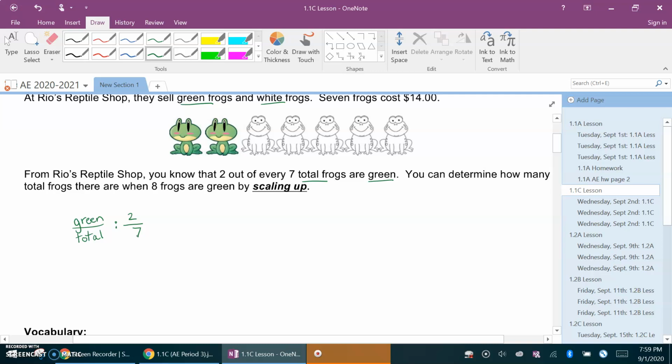So just by looking at that and scaling, we can figure out how many total frogs there are when 8 are green. So what we are looking for is what multiplied by 2 gives us 8. And so we're going to multiply the top by 4, and whatever we do to the top, we're going to do to the bottom. And that's going to give us 28. So this part here, where you're looking at the multiply by 4, is your scaling up.